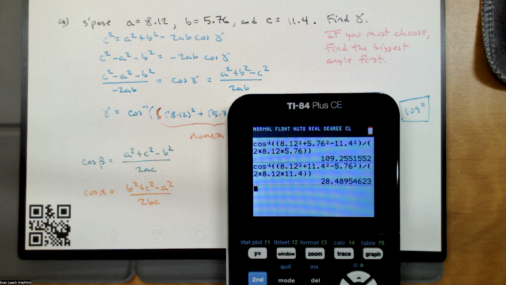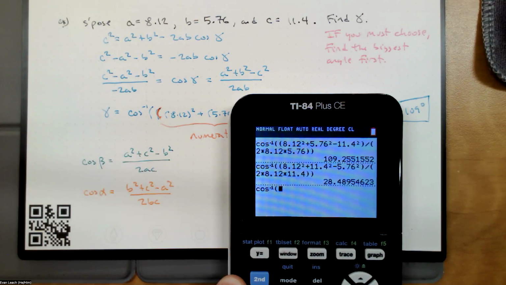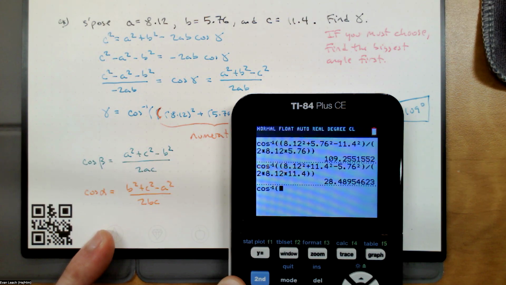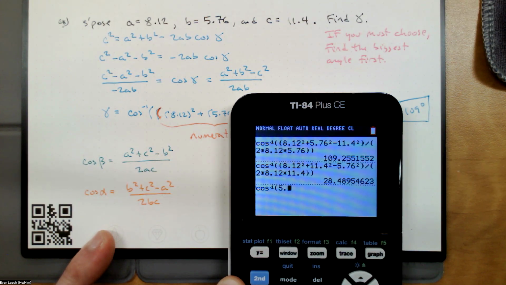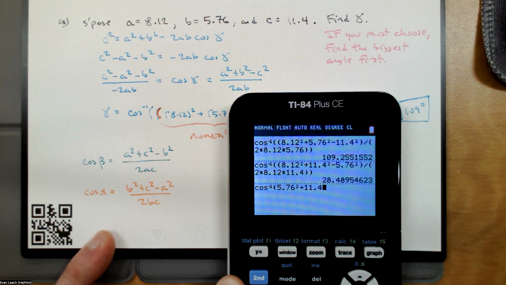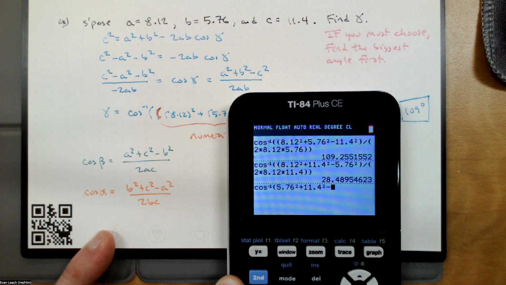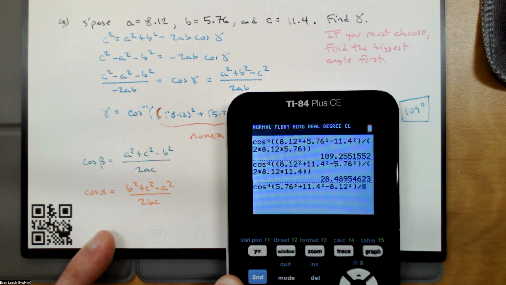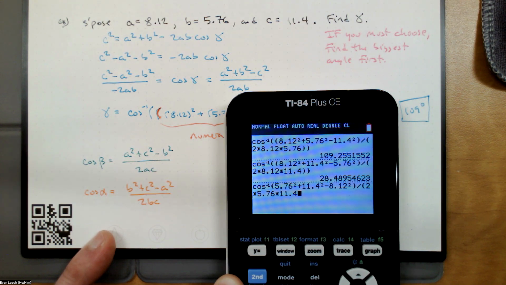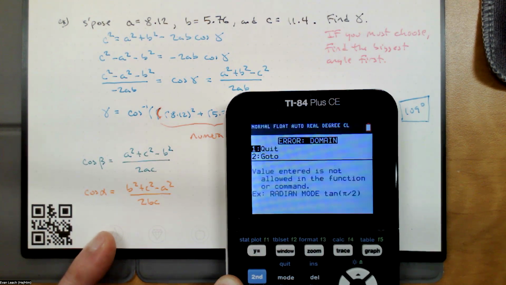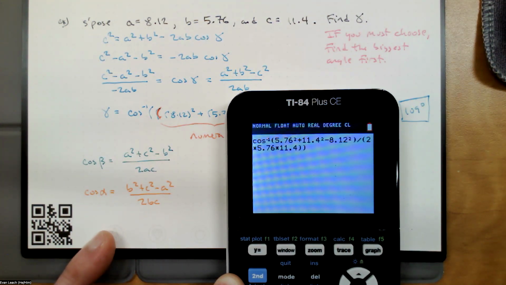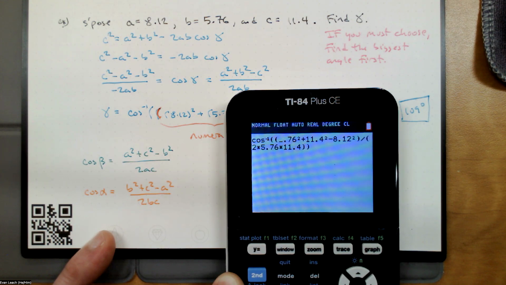At this point, if we have 2 angles, we could just subtract, find the 3rd angle. But if we're like, oh no, the law of cosines is super awesome, we could just do a cosine inverse of b squared and c squared. 5.76 squared plus 11.4 squared minus 8.12 squared. Close the numerator, divide by, open the denominator, 2 times 5.76 times the 11.4. Close the denominator, close the cosine inverse, hit enter, and realize I made a typo. Forgot to open the numerator.